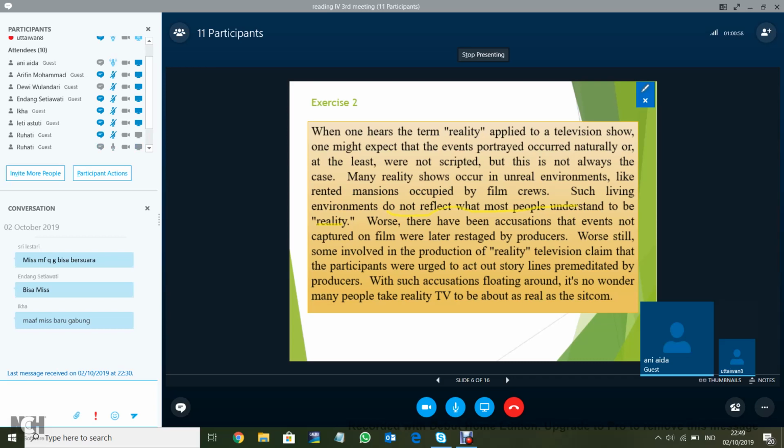Mengapung. Mengapung, floating, like boat. The boat floating on the lake. Like float. Berarti kalau misalnya dibuat kalimat dengan kalimat lain mau ngomong apa? Saya dengar tuduhan yang di sekitar.